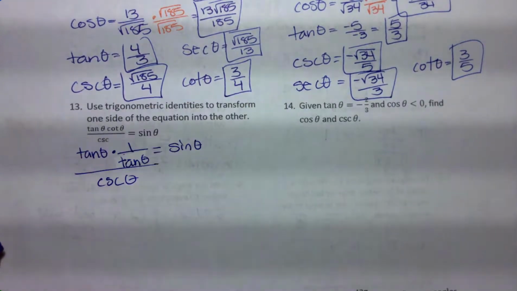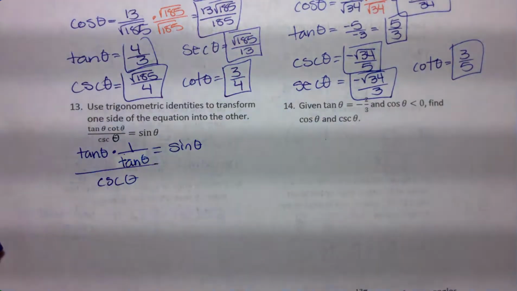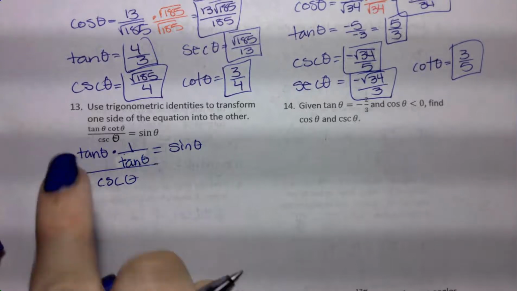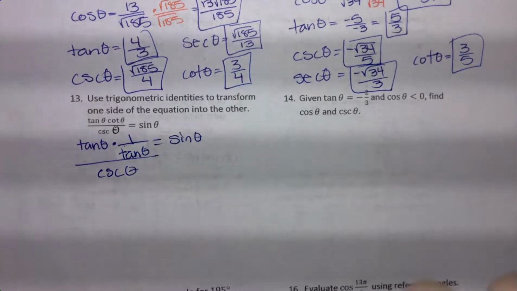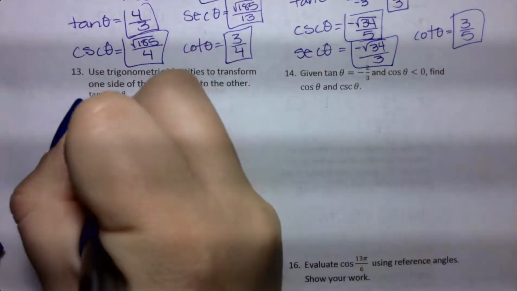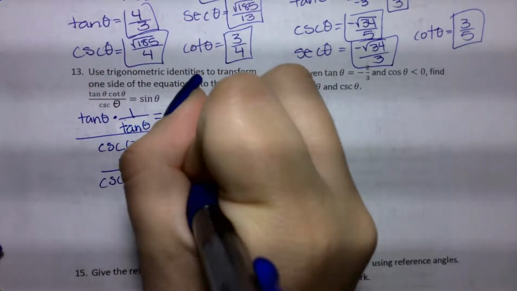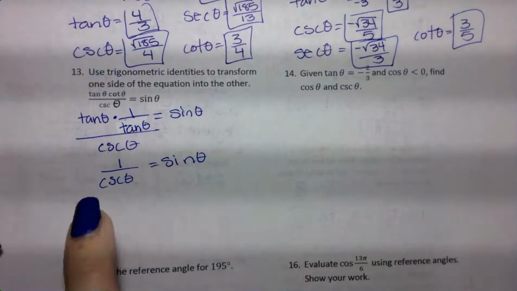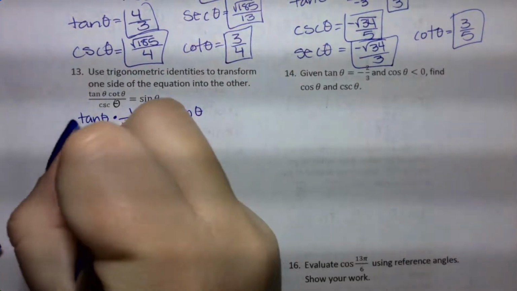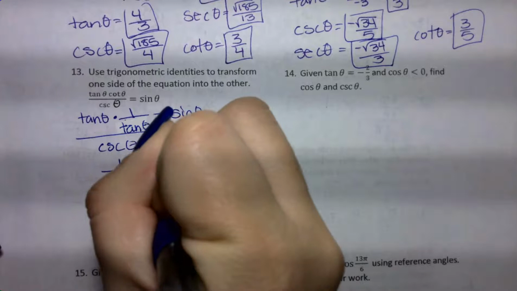My printer hates me. Sometimes it prints out numbers and sometimes it doesn't. There should be a theta here, which will be on yours. So then when I multiply tangent by 1 over tangent, those will cancel out and just leave me with 1. This simplifies to cosecant theta. And then this is a reciprocal identity, so this is going to give me sine theta equals sine theta.